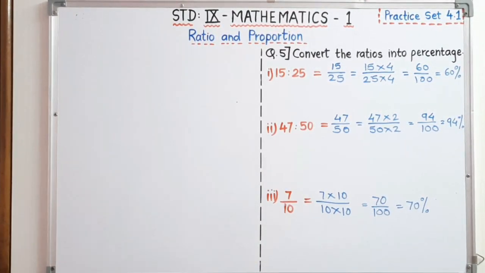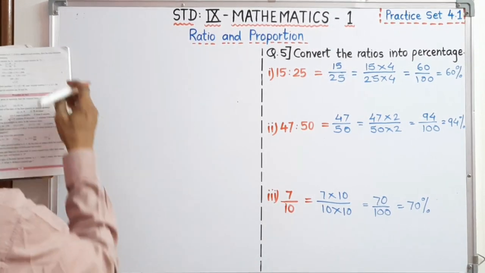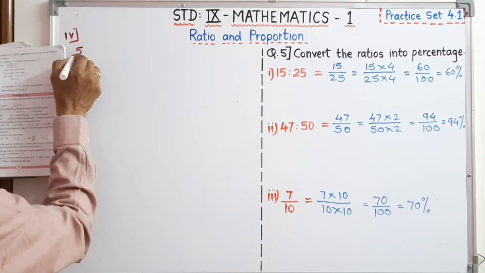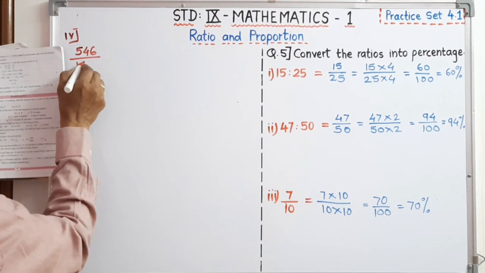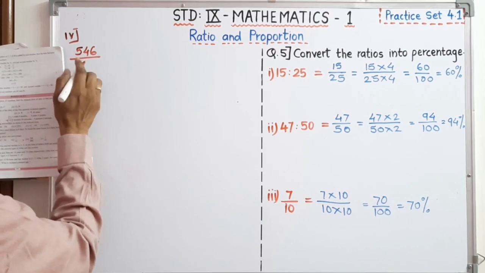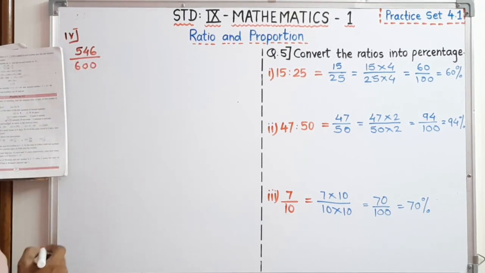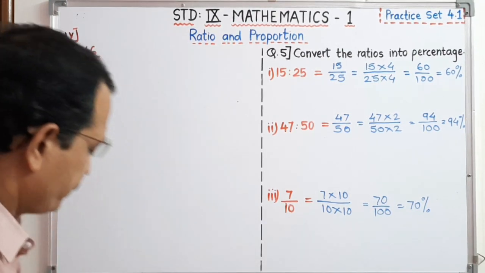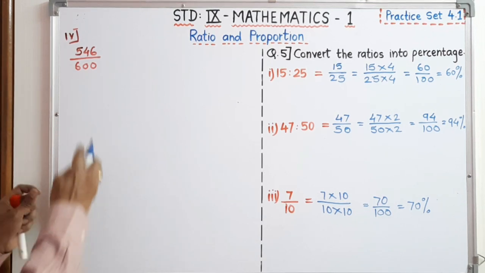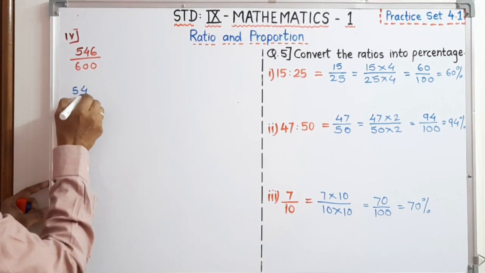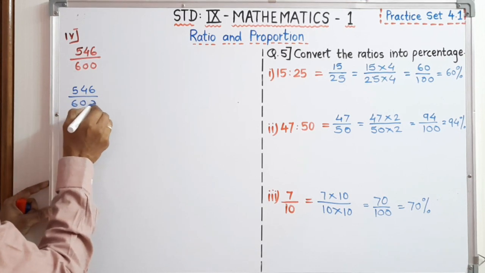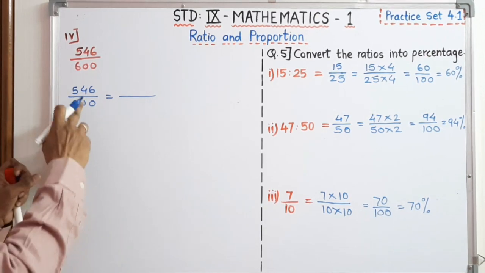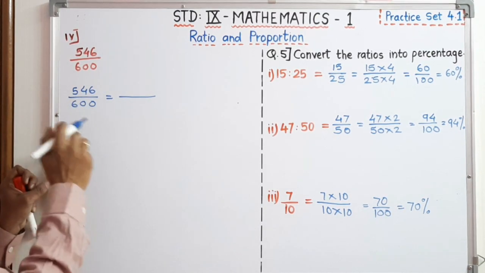See dear student, question number 4 is there. It is 546 upon 600. First of all, we have to see this. Dear student, see, 546 upon 600 is equal to. Now dear student, listen here, 546 upon 600.